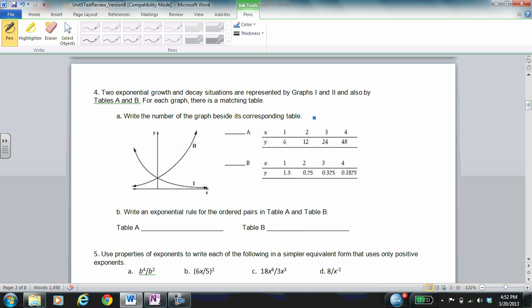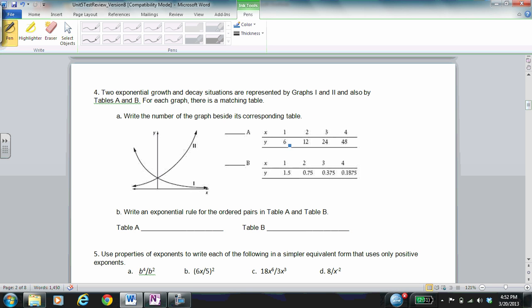So looking at number 4, it says two exponential growth and decay situations are represented by graphs 1 and 2, and also by tables A and B. For each graph, there is a matching table. Part A asks us to write the number of the graph beside its corresponding table. So let's look at the first table, table A.